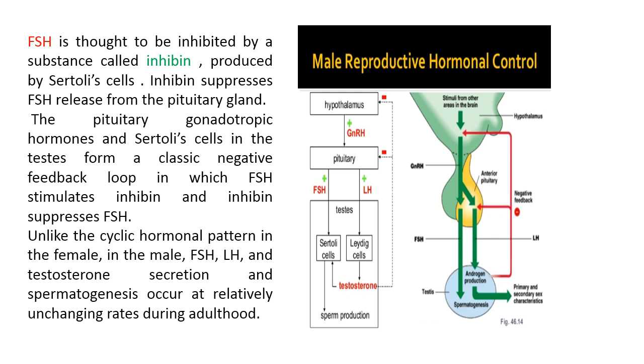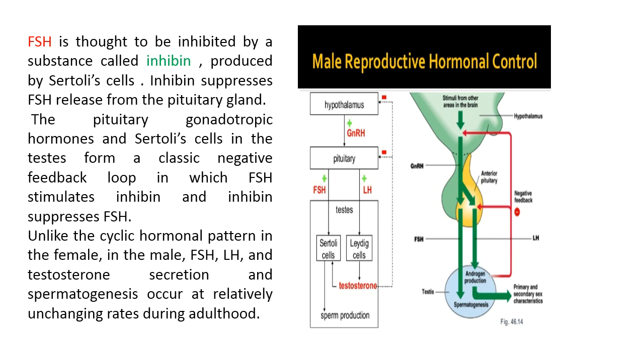FSH is thought to be inhibited by a substance called inhibin. Inhibin is produced by Sertoli cells, and it suppresses the follicle stimulating hormone release from the pituitary gland. The pituitary gonadotropic hormones and Sertoli cells in the testes form a classic negative feedback loop in which the FSH stimulates inhibin, and inhibin again will suppress the FSH.